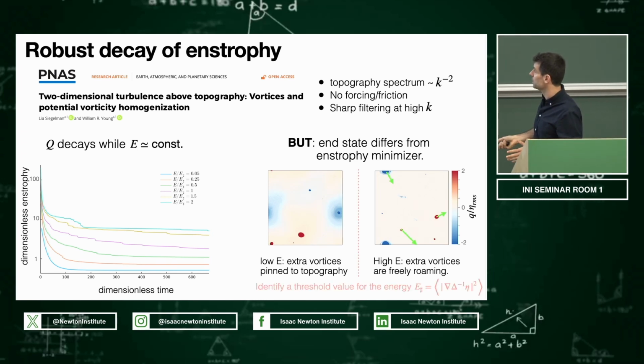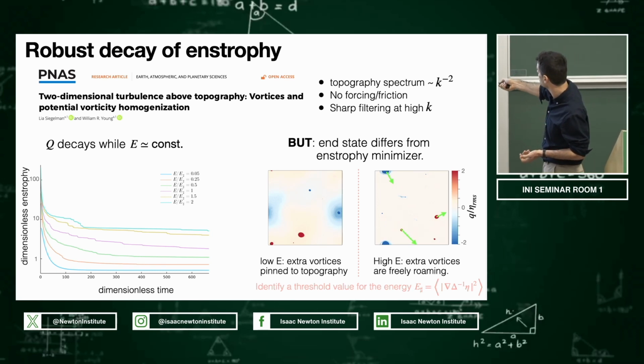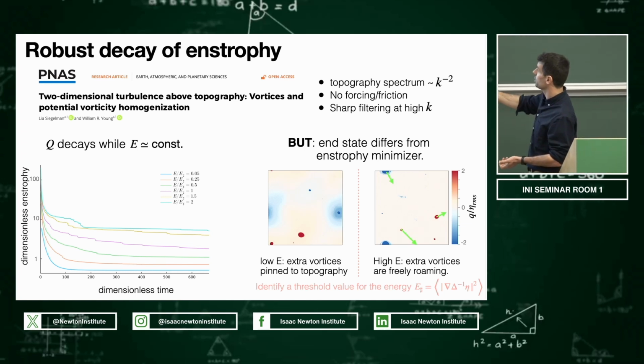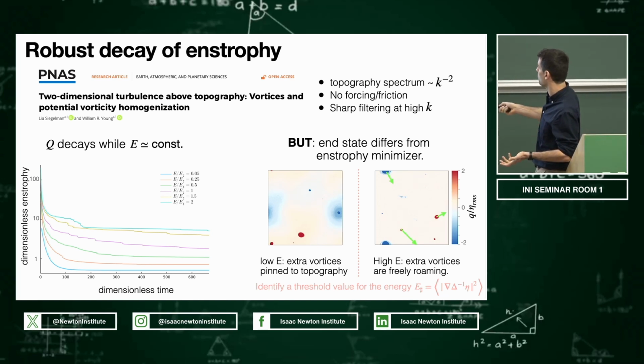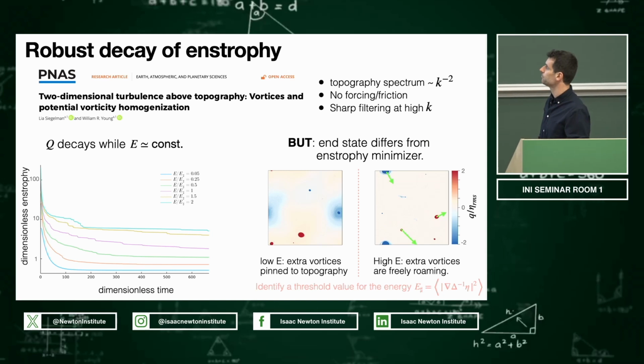Okay, and they identified a threshold energy of the initial condition. So that's an energy because eta here is time^-1. It's a topographic potential vorticity. And below that E sharp, you have pinned vortices. Above E sharp, you have roaming vortices in the domain. Okay, so that's what they say.